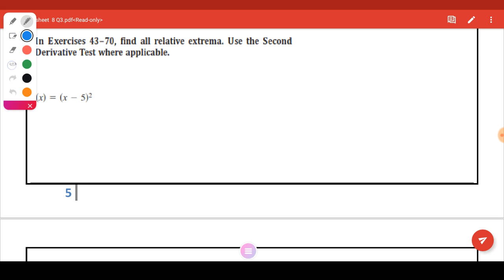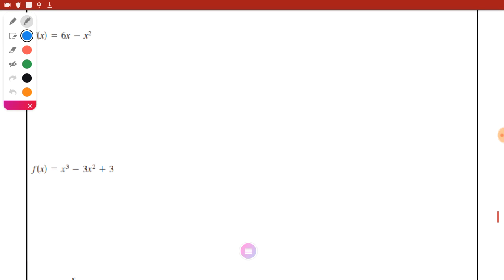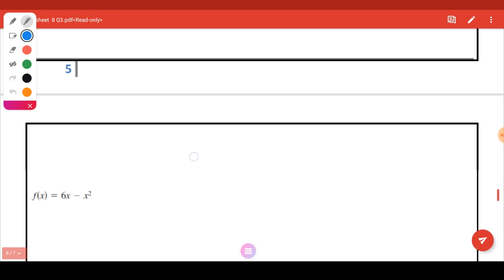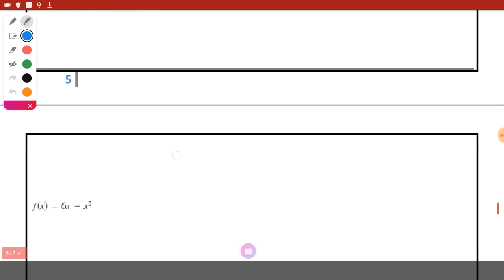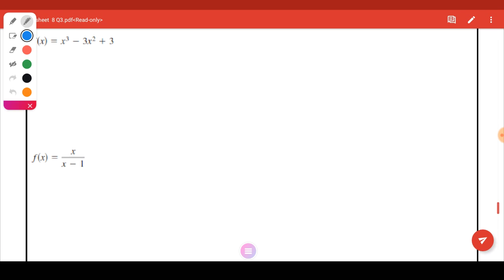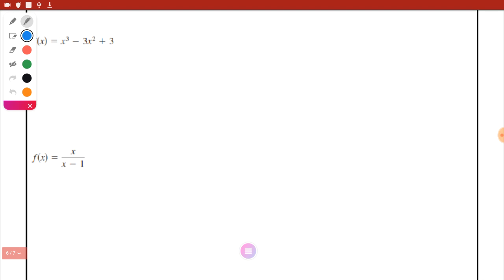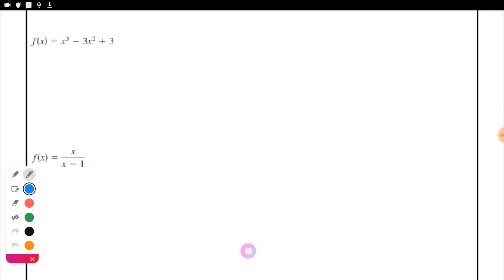Before, when I solved part 4, I didn't find any values to substitute in the second derivative. Look here, I'd like to show you in detail how to apply the second derivative test to find the relative extrema. Look here in the second question on page 6 of worksheet 8. I told you how to use the second derivative test to find the relative extrema.